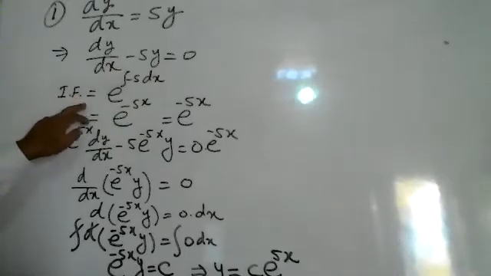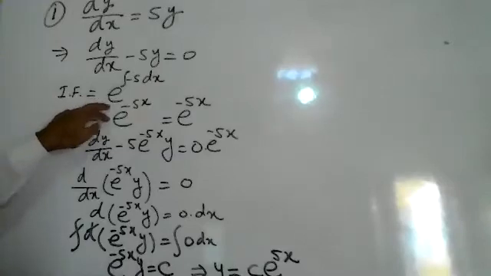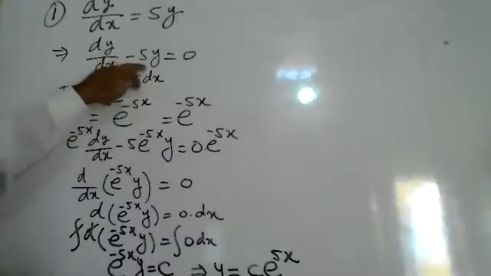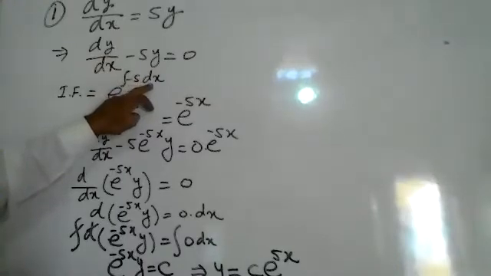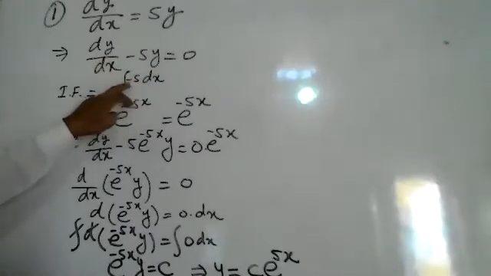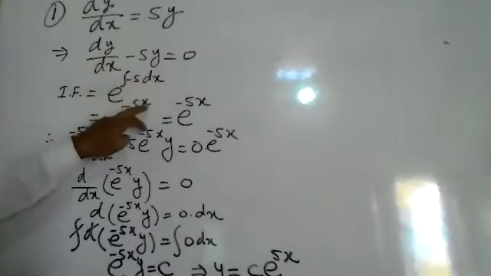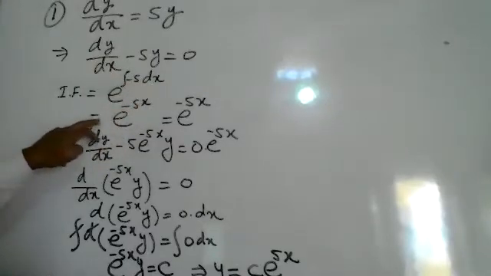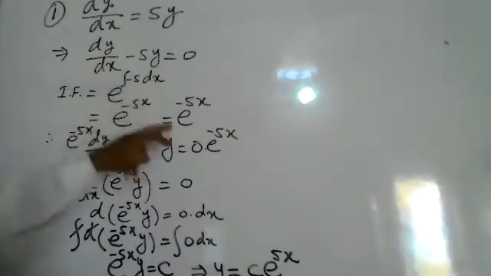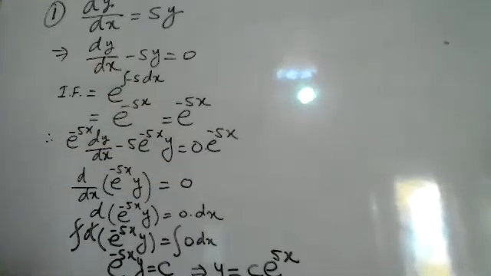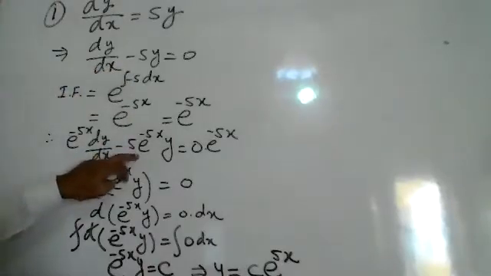How to find the integrating factor? Integrating factor is equal to e raised to power integral of the coefficient of y dx. So integration of minus 5 dx will be minus 5x. So the answer is e raised to power minus 5x. This is the integrating factor. Now we will multiply by the integrating factor. This one, this one, this one.